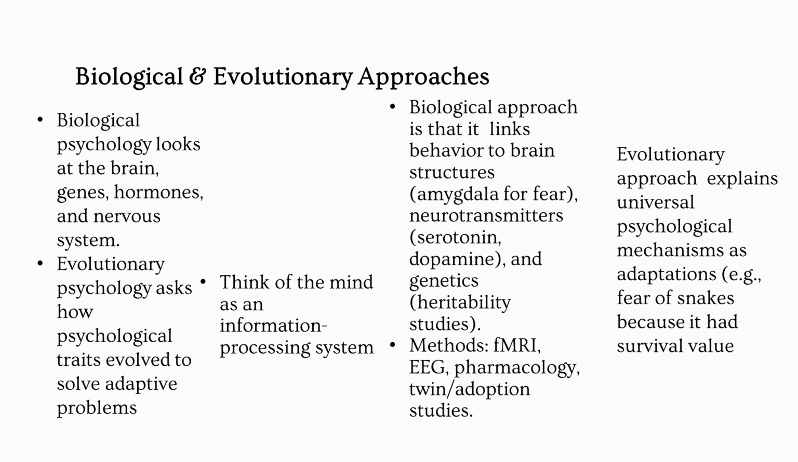The strengths of the approach are that it offers mechanistic explanations, links to medicine, and powerful predictive models. Whereas the limitations include that evolutionary explanations can be speculative if not carefully tested. Biological reductionism can ignore environment and culture. Biology helps explain temperament, genetic predispositions, and neurochemical influences on traits like impulsivity or anxiety. Evolutionary insights clarify why certain patterns, like risk aversion, exist.